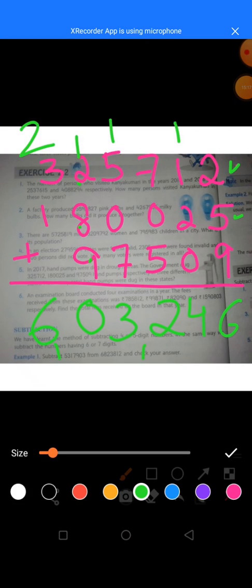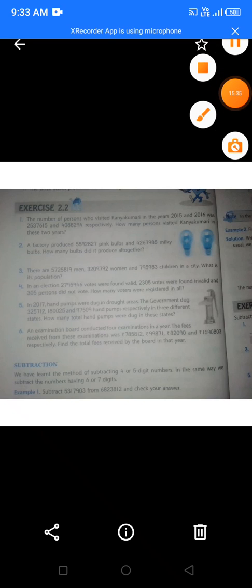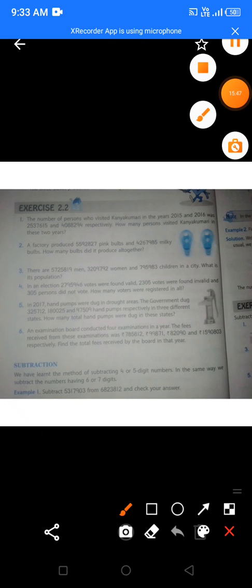Now children, you will write this. So how many hand pumps were dug in these states? There were 6,03,246. Okay children. So children, now what will you write? You will write here that how many total hand pumps were dug in total. So total number of hand pumps, you will write the answer 6,03,246. Okay children. Now children, we will solve the question number 6. Okay.